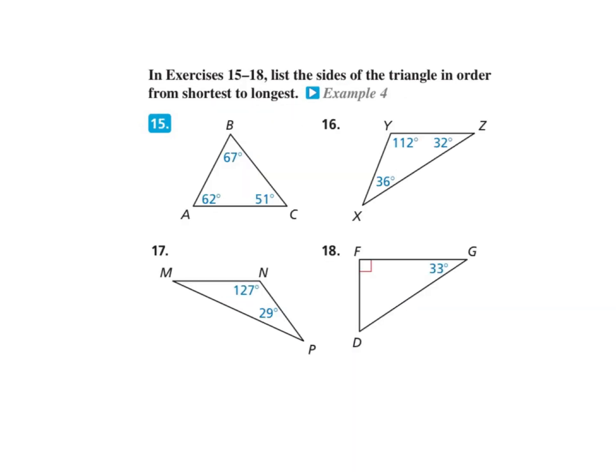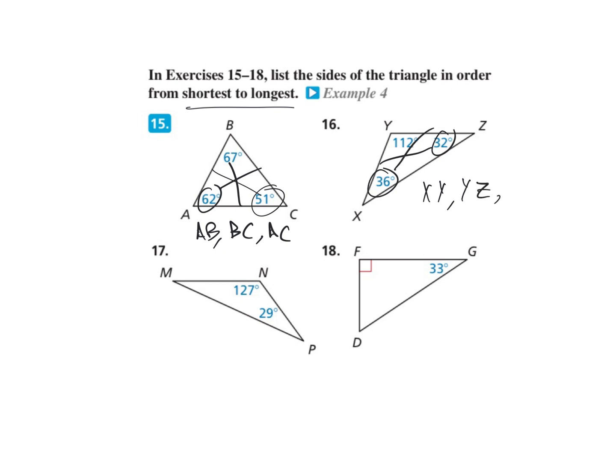Okay, now let's talk about sides. So again, we're going from the shortest side to the longest side. Shortest side is opposite the shorter angle, the smaller angle. So AB, then 62 is opposite BC, and then you have AC is next. All right, 32 degrees is the smallest angle, so XY is the smallest side. Then 36 is opposite YZ, and then XZ is opposite the biggest angle.